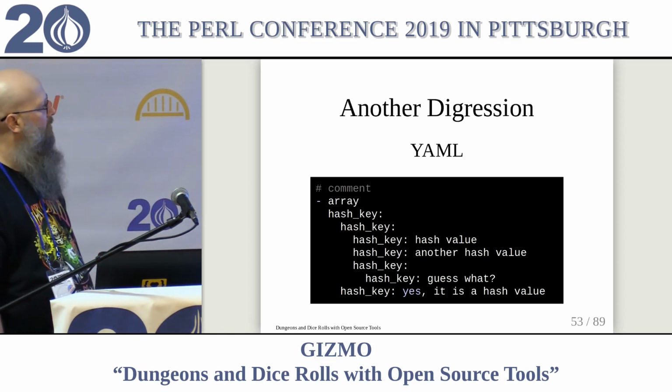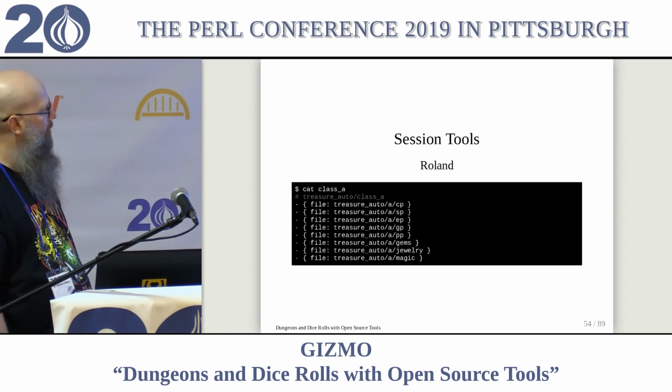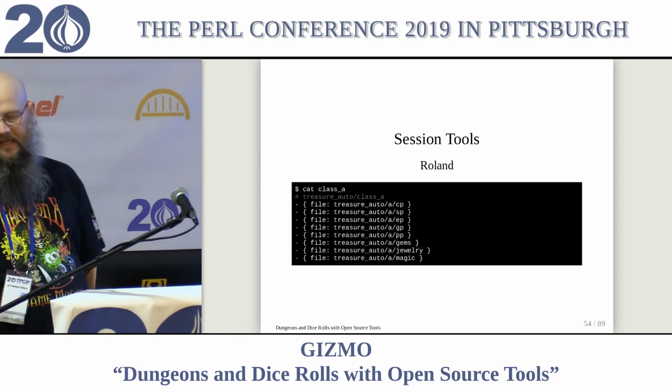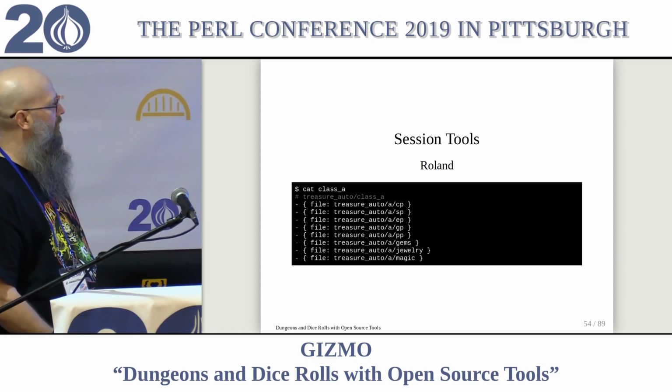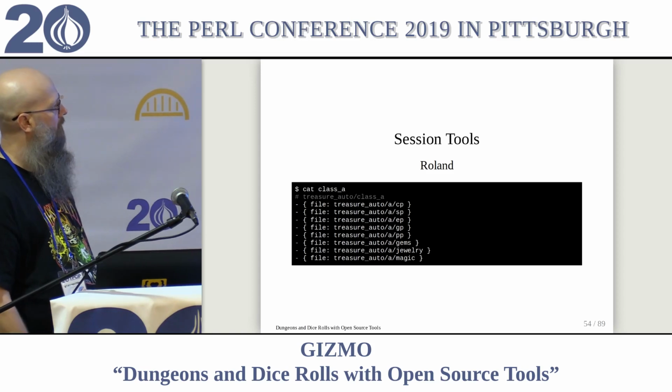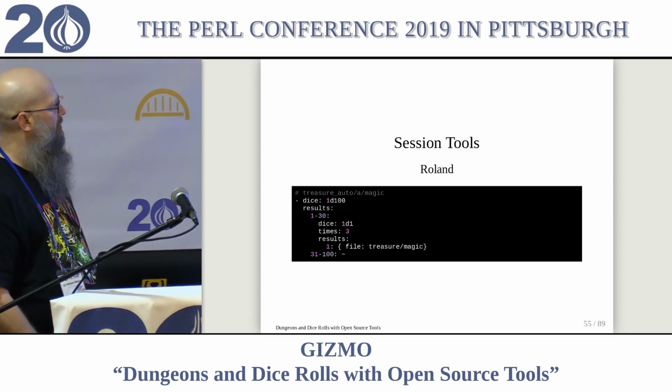And this is an example of a Roland table. Specifically, this is the table for that Class A treasure type. So these are just really arrays with some special syntax Rick put in. And what Roland does, it's going to execute each of these elements. And this one's saying, oh, you're going to look for a file, and that's going to be another Roland table. Case in point, here's the magic table.